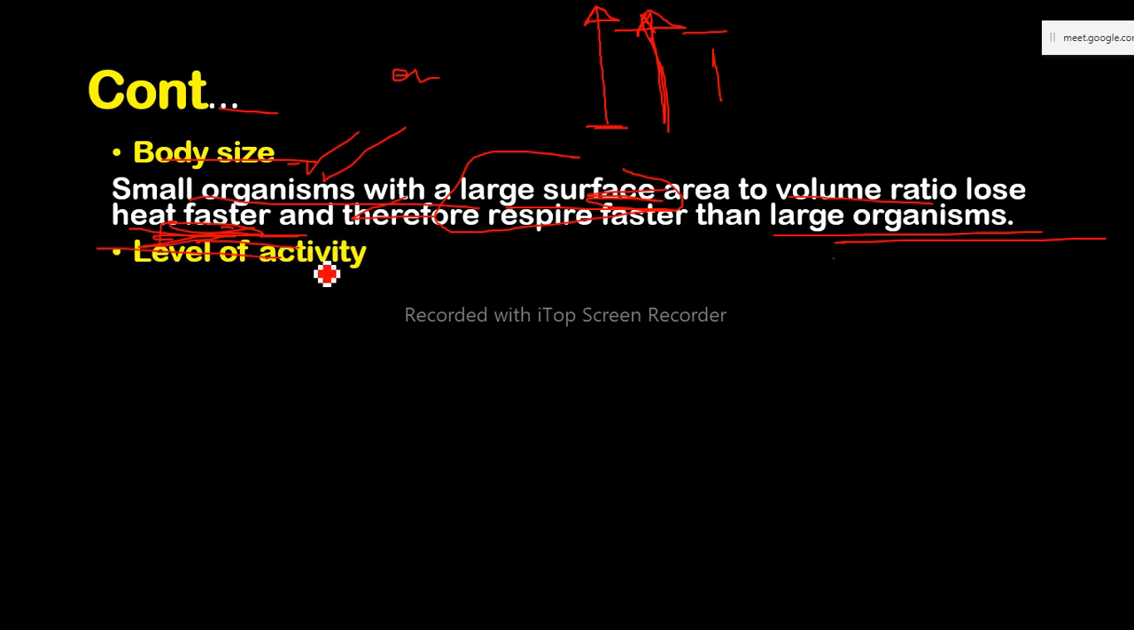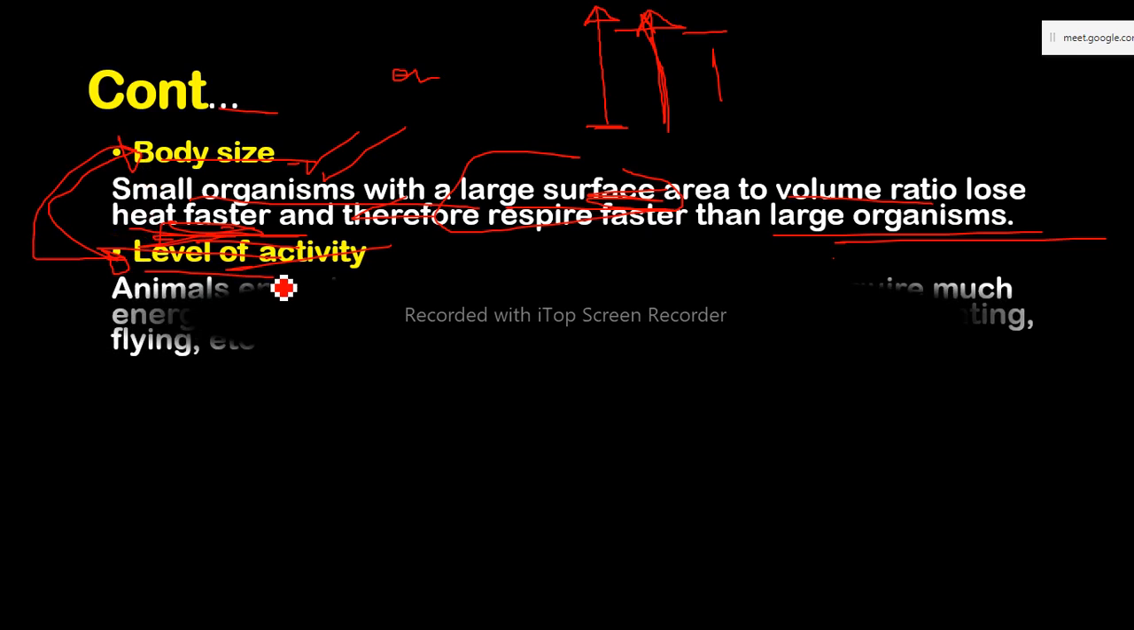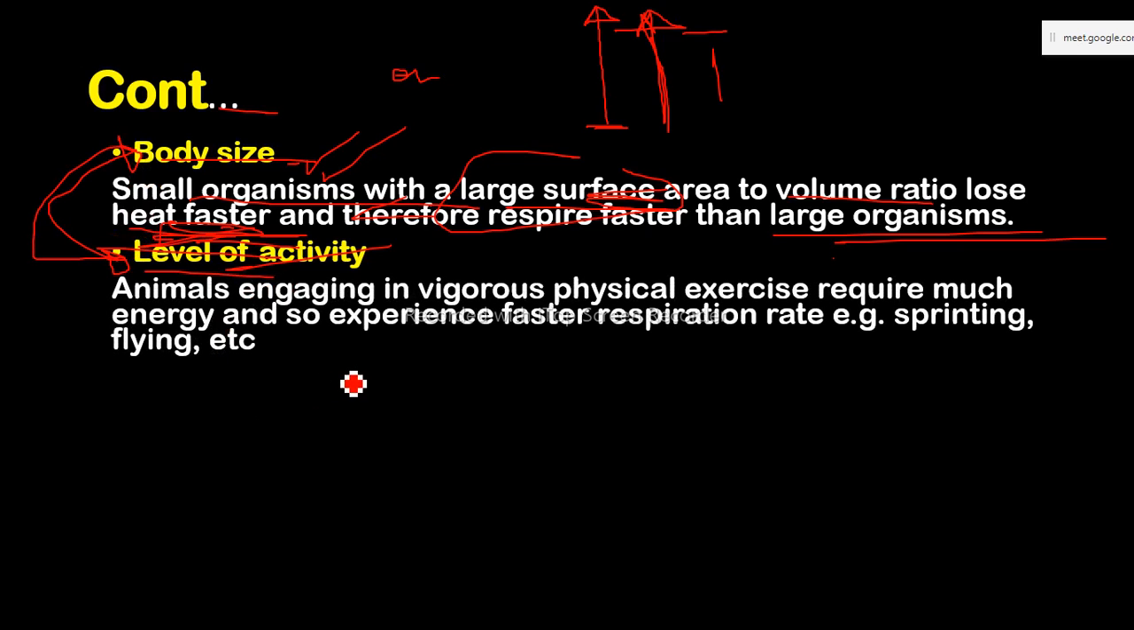Then level of activity, same issue. Organisms that are more active, small organisms even, are more active than the large organism. So organisms that are more active have a high rate of respiration than organisms that are just there, passive. That's why if you are to compare Usain Bolt with you, the rate of respiration in Bolt is high to produce that robust amount of energy to be used in sprinting.